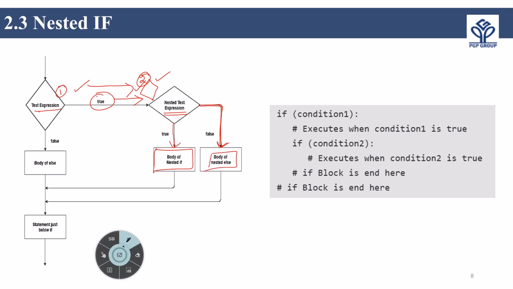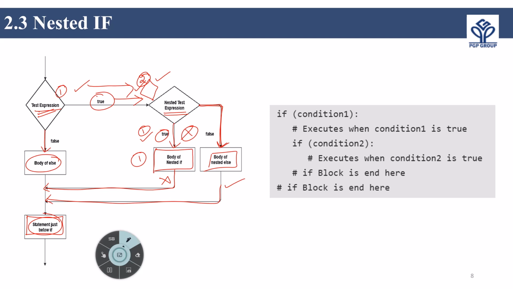Clear? This is the first case. Suppose the first test expression we give is false, the body of the else is printed. After that, any one is executed. Not both are executed, only one condition is executed. If true, this one is executed, otherwise not. If we get false, this one is executed. So finally, the statement is printed.